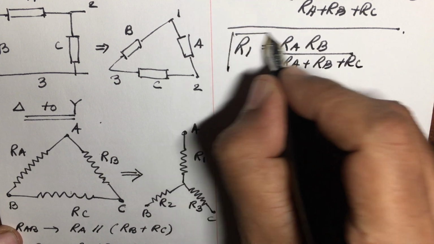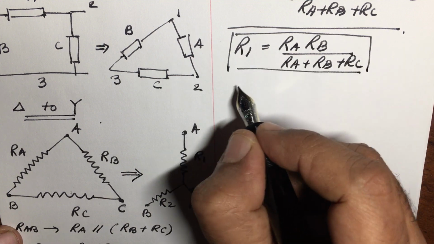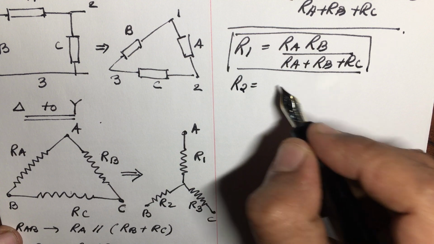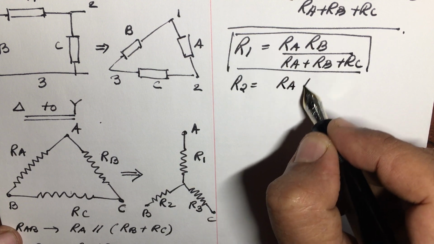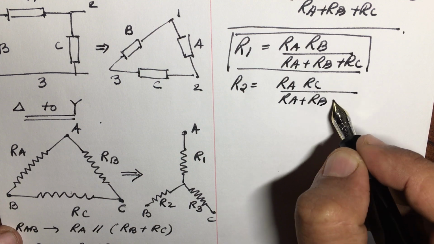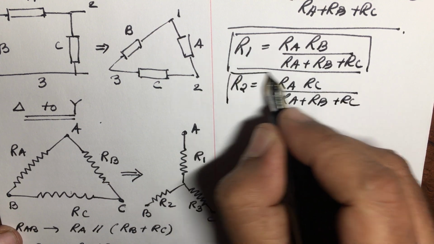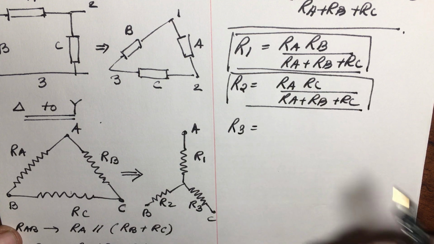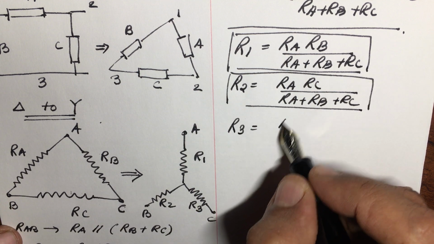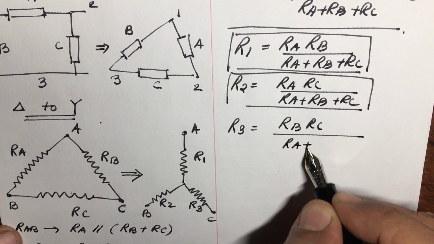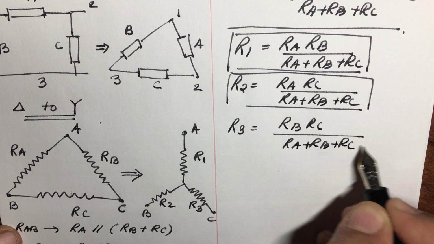ये ध्यान में रखो, अभी यूज करेंगे हम लोग. R2 will be equal to RA RC upon RA plus RB plus RC, and R3 is equal to RB RC upon RA plus RB plus RC.